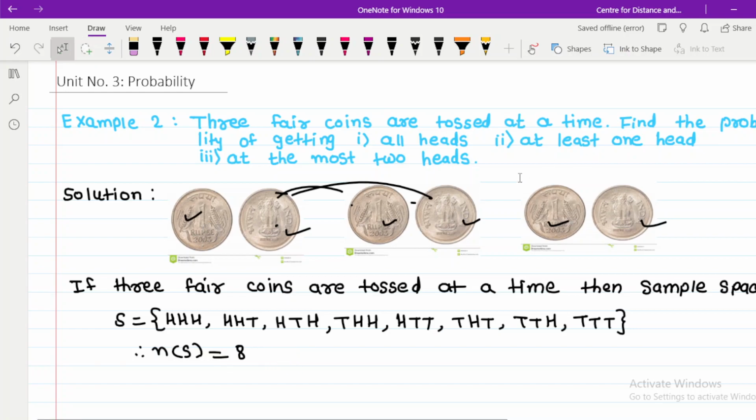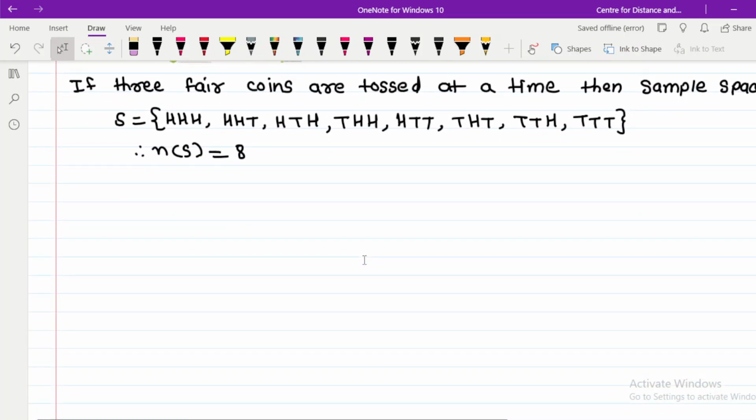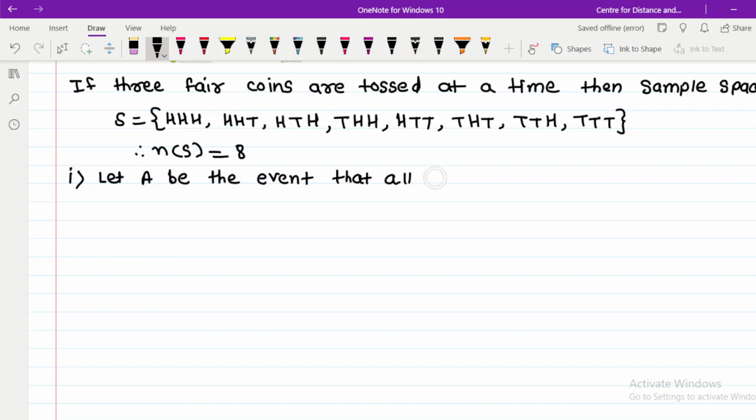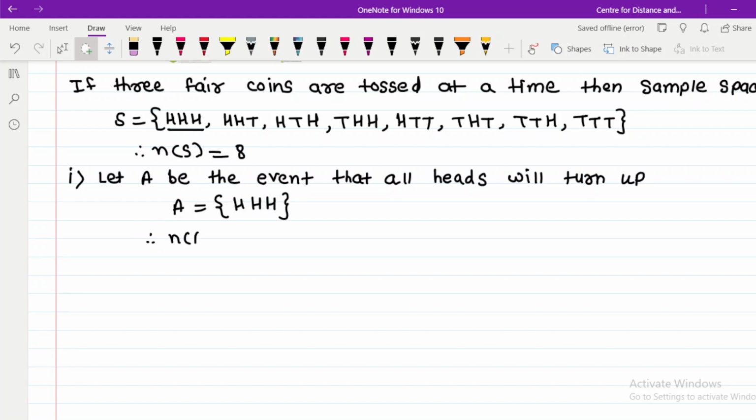Then we have to first find out the probability of getting all heads. First one, let capital A be the event that all heads will turn up. That is, here we get A is equal to, from this sample space, which represents all heads, this one HHH represents all heads. So we write here A is equal to, in curly brackets, HHH. Therefore, N of A. What is the value of N of A? The value of N of A is 1.